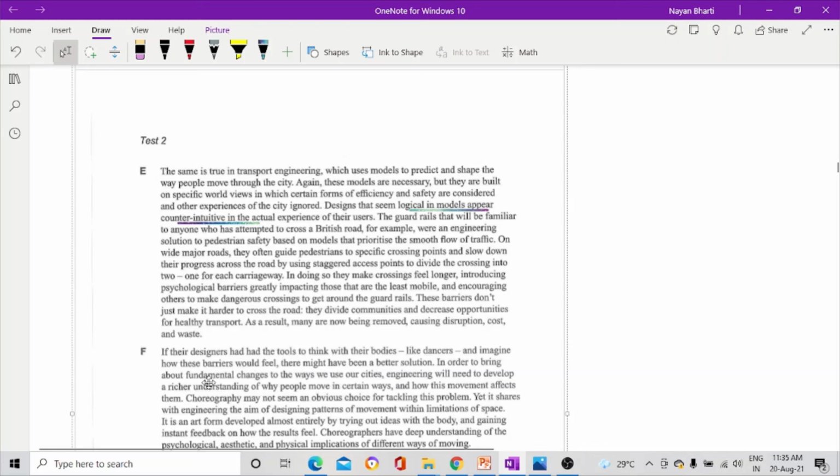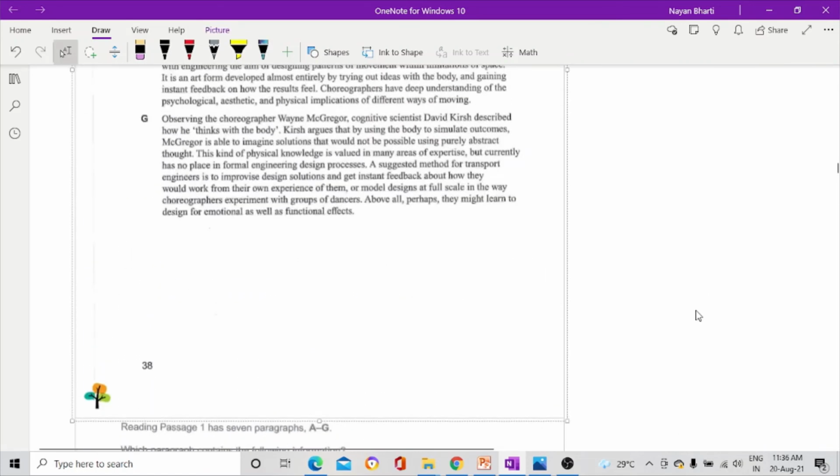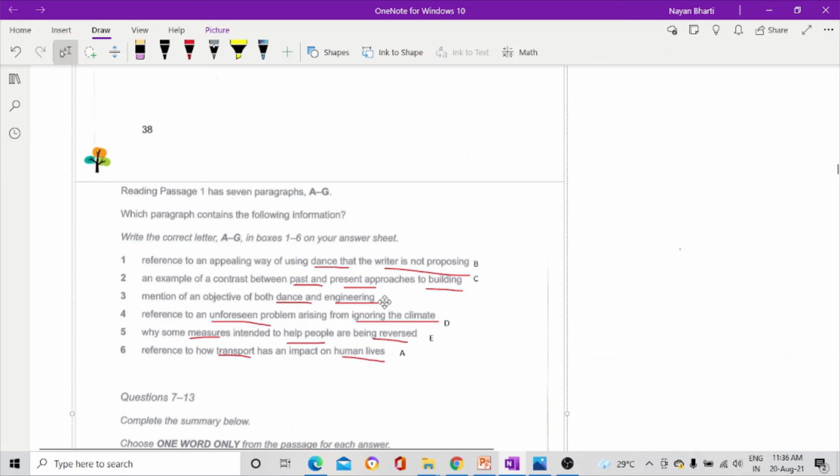To bring about fundamental change to the way we use our cities, engineering will need to develop a richer understanding of why people move in certain ways and how they are moving. So here, very clearly, they have mentioned both things. How, like using engineering, will need to develop a richer understanding of moving choreography. So for sure, this is going to be the answer for question number 3.